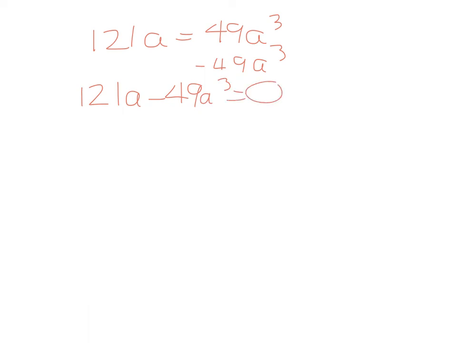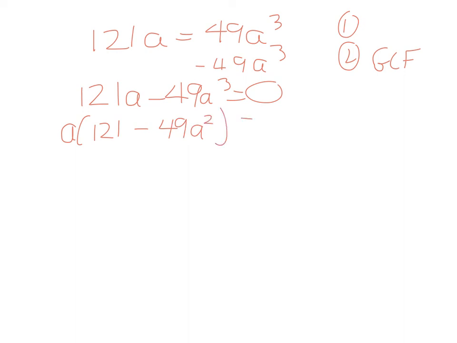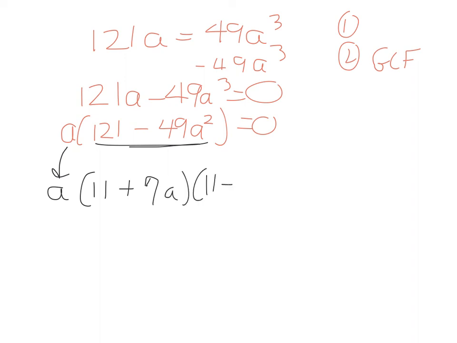Now it's set equal to 0, and now my step 1 is done. Step 2 is to factor, and I'm looking for a GCF. I believe the GCF is just a, so I factor out an a, get 121 minus 49a squared equals 0. Now inside the parentheses, I have the difference of perfect squares, so I factor again. Don't lose the a. This will be a times 11 plus 7a times 11 minus 7a equals 0.